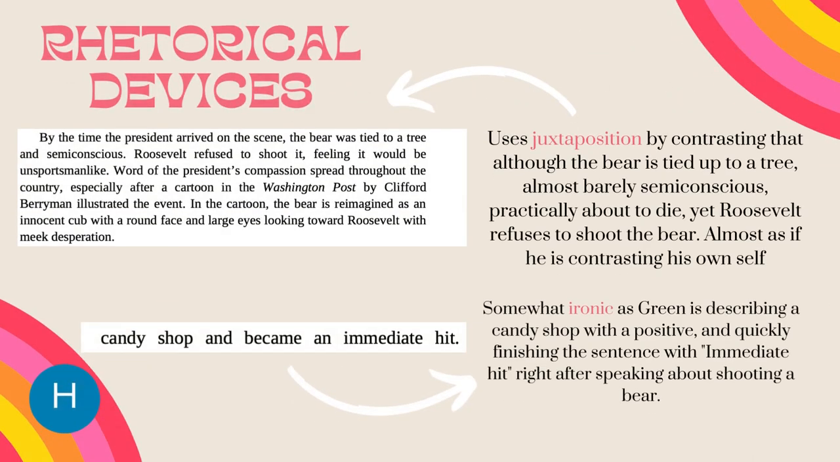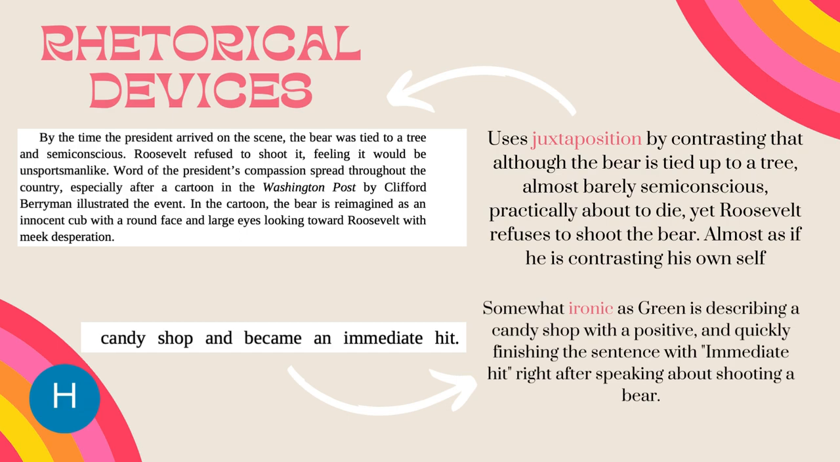Some of the rhetorical devices that I saw was he uses juxtaposition by contrasting that although the bear is tied up to a tree, almost barely semi-conscious, practically about to die, Roosevelt refuses to shoot the bear, almost as if he's contrasting his own self. I think personally it's super ironic that you're going to see that a bear is tied up and semi-conscious, so you're okay with doing that, but you're not okay with shooting it.